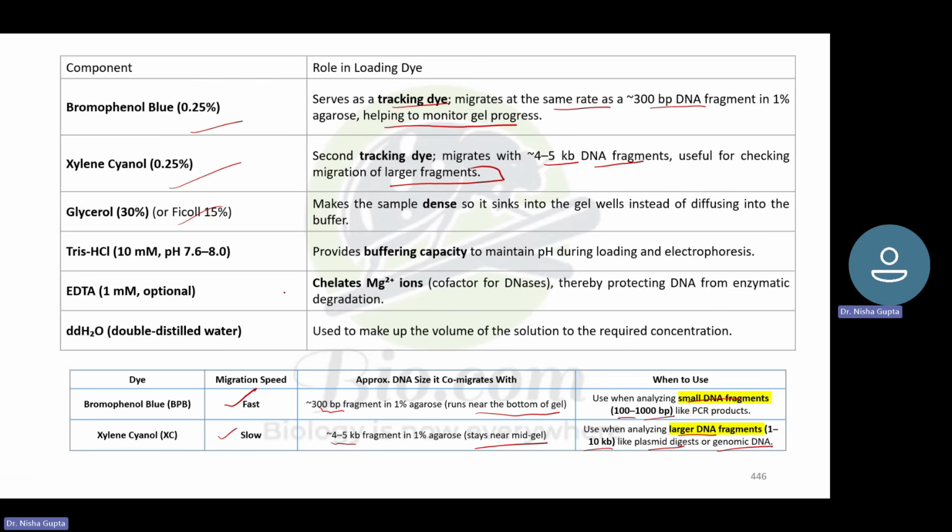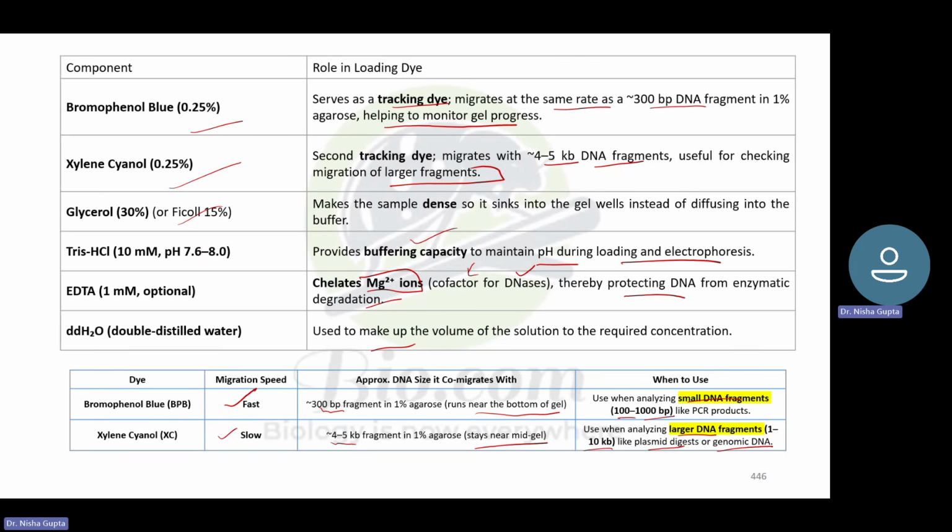We are having Tris-HCl as it has the buffering capacity to maintain the pH during the loading and electrophoresis. EDTA is for it chelates the magnesium ion, which is the cofactor for DNases, therefore preventing DNA from enzymatic degradation. EDTA अगर आप add नहीं करते हो, so what it will do, it will act as a cofactor for DNases and DNases will degrade your DNA, right? And double distilled water we use to make up the volume, right?